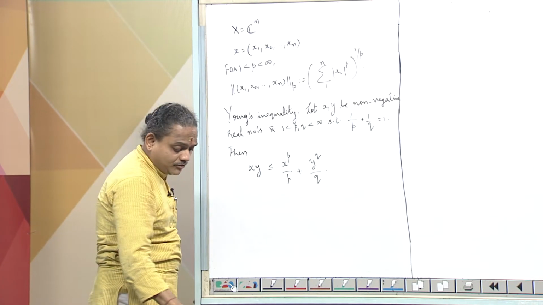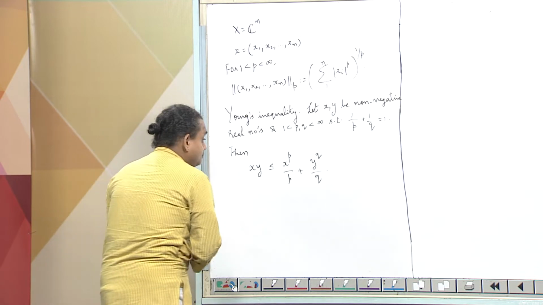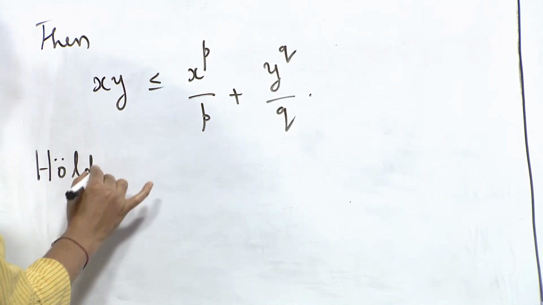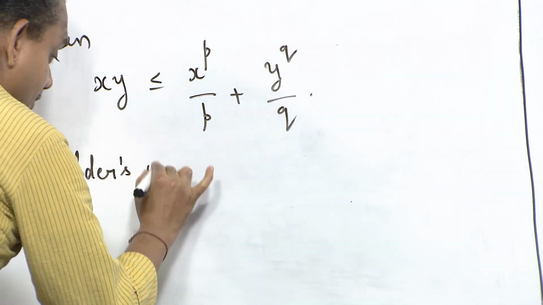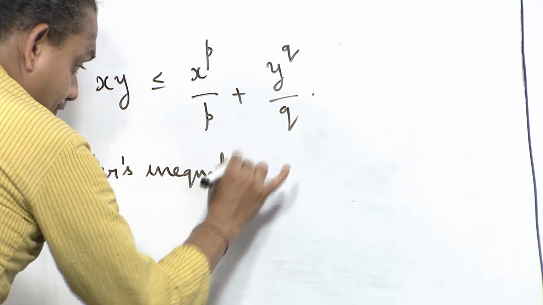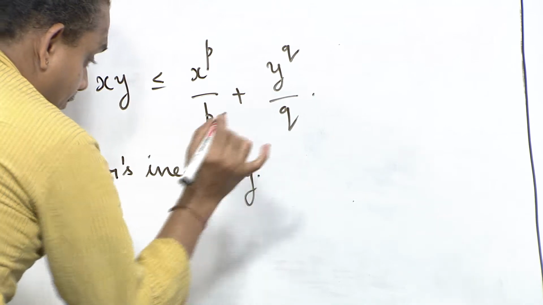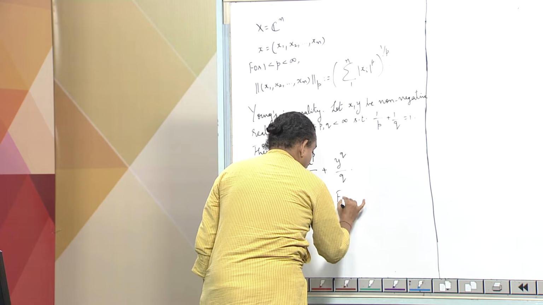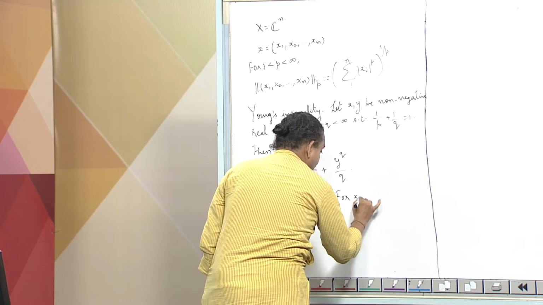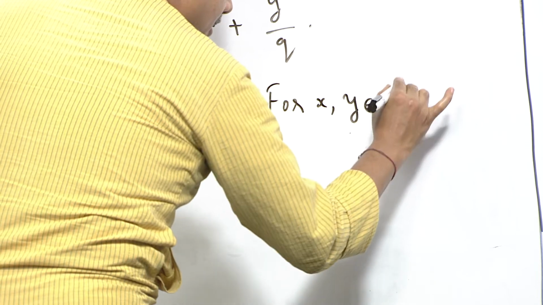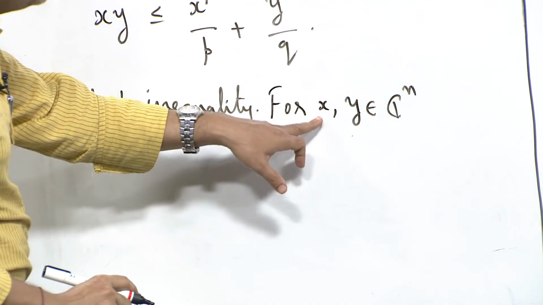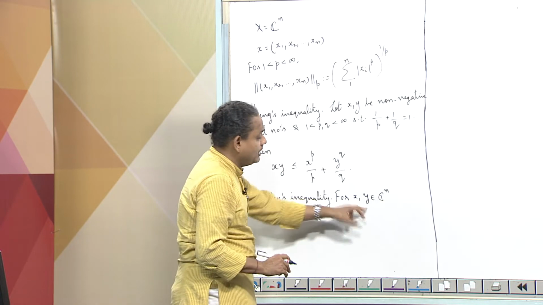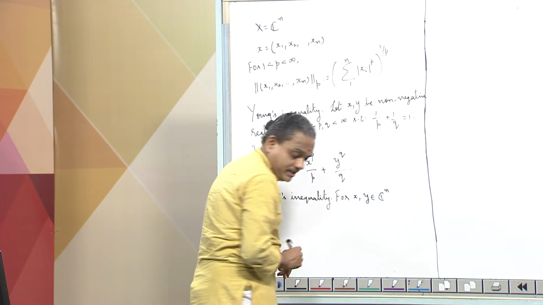So, we are going to make use of this inequality. The first one that we are going to prove is what is known as Hölder's inequality. So, what is Hölder's inequality? If you have x and y from Cn, which means each one has n components, so x is of the form x1, x2, xn, and similarly y has n components y1, y2 up to yn.